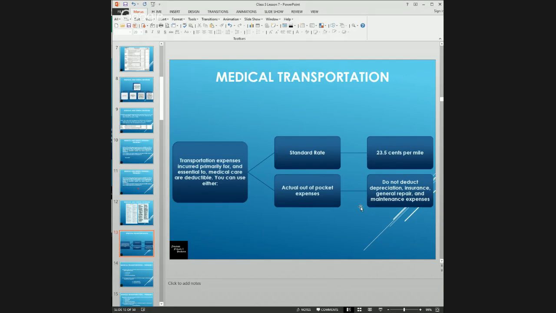Transportation expenses must be incurred primarily for and essential to medical care. You can either use a standard rate, which in 2014 was 23.5 cents per mile, or you can use your actual out-of-pocket expenses. And you are allowed to look at which is going to be most advantageous and choose the amount that works best for you.